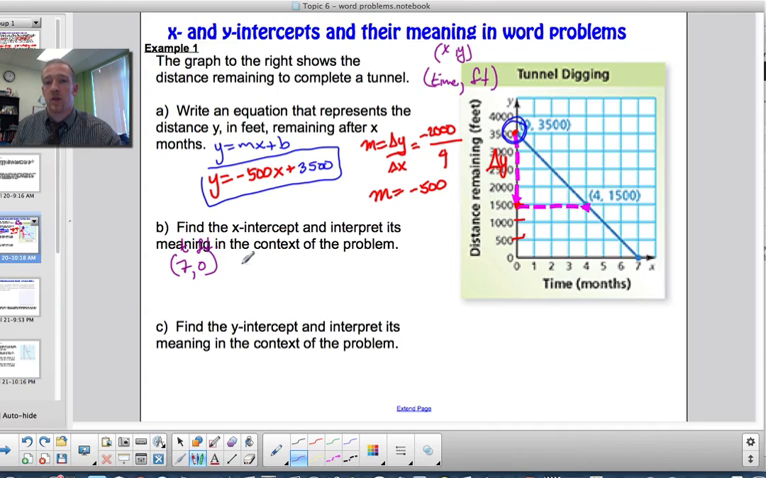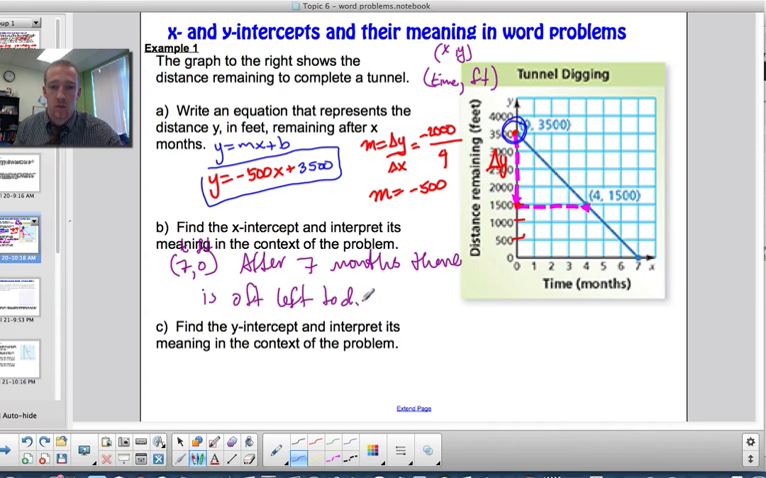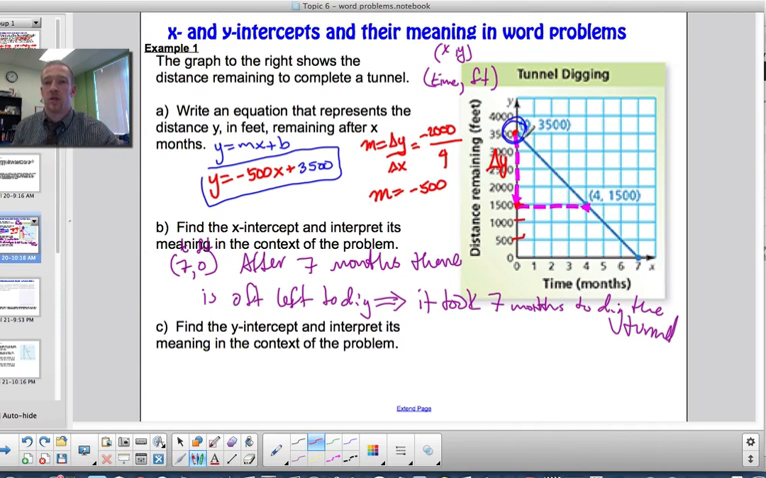So they're done with the tunnel. The tunnel took 7 months to dig. So that implies that it took 7 months to dig the tunnel. That's it. So find the y-intercept and interpret it in the context.